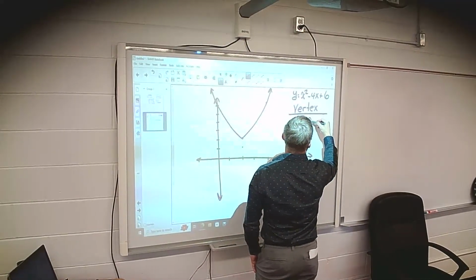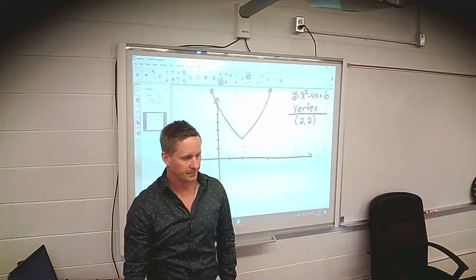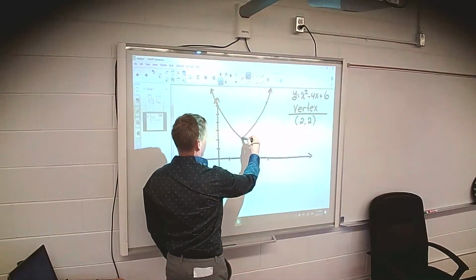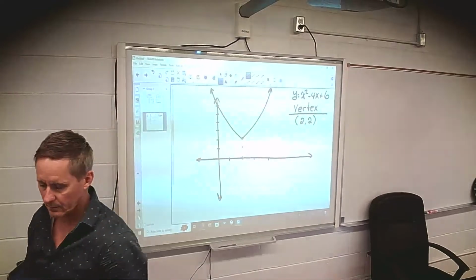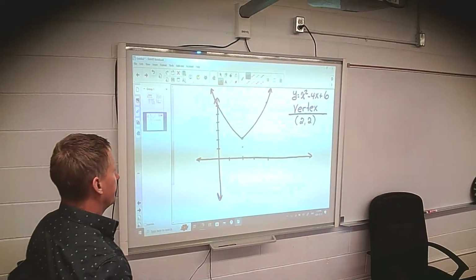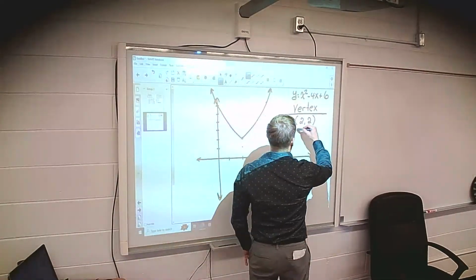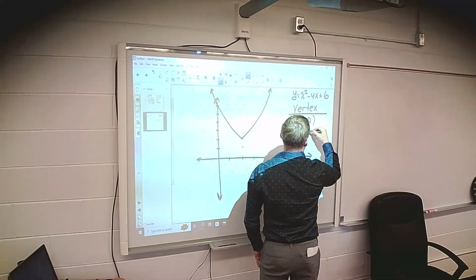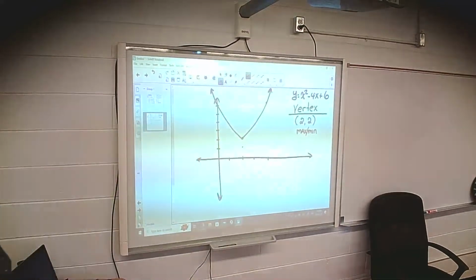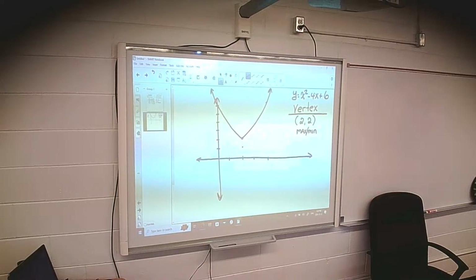In this graph, my vertex is 2 and 2. Again, it is this point right here. It will tell you what your maximum or minimum value is. In this case, if it opens up, that means that all the y values are greater than that vertex. Therefore, the y value of the vertex is a minimum value.